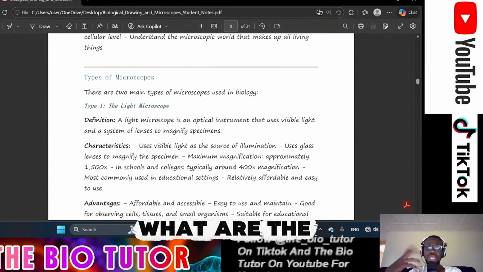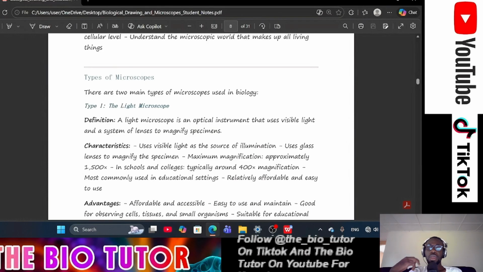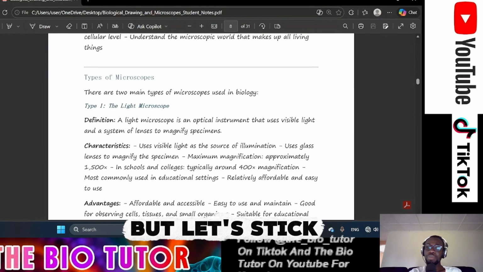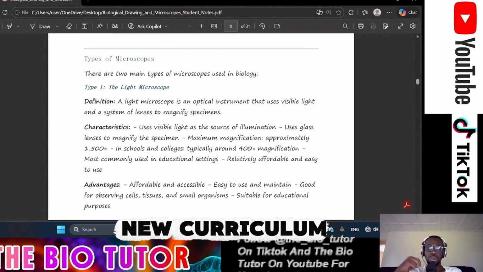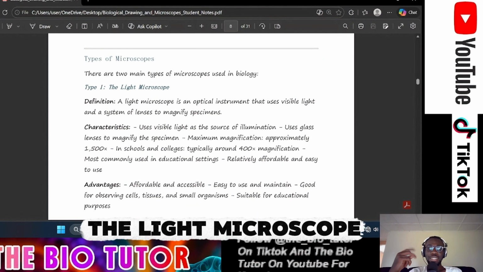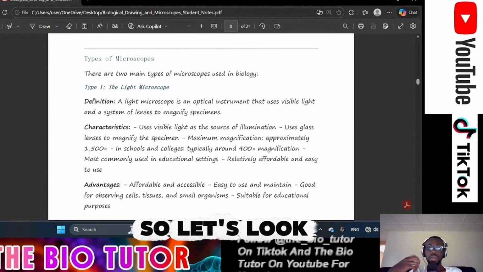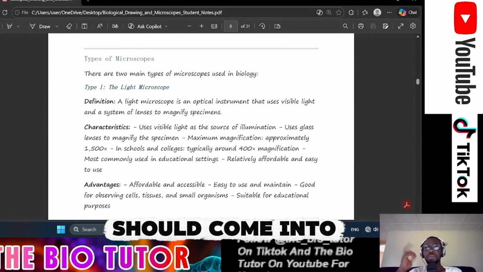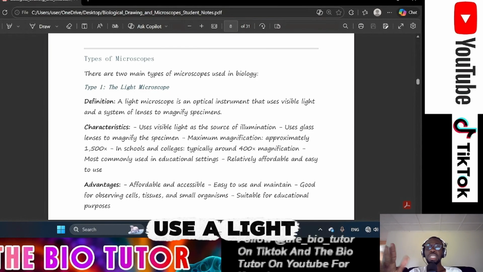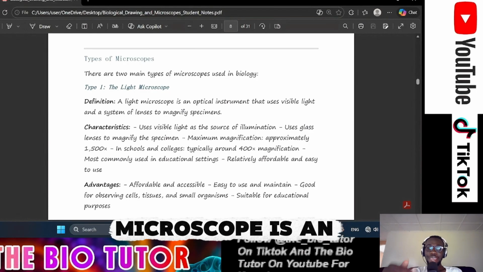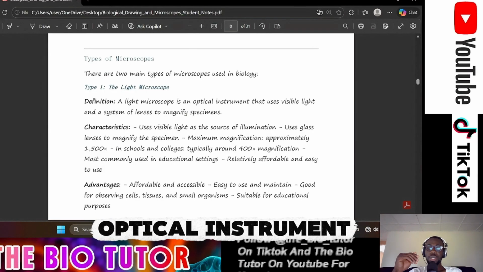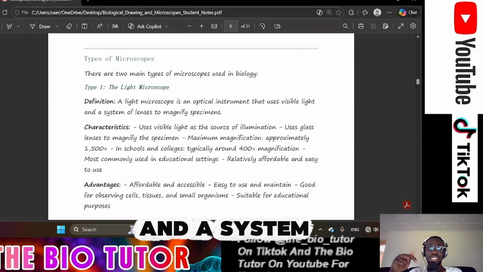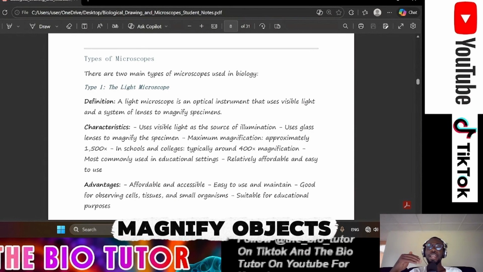Now let's move forward. What are the types of microscopes? We have 2 types. Some other books will say 3 types or a whole lot. But let's stick to the 2 types according to the new curriculum. It says that we have, 1, the light microscope. So let's look at this light microscope. Light microscope, what should come into your head is that this microscope is going to use light. So a light microscope is an optical instrument that uses visible light and a system of lenses to magnify objects.